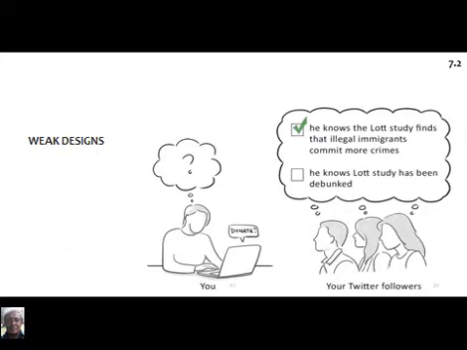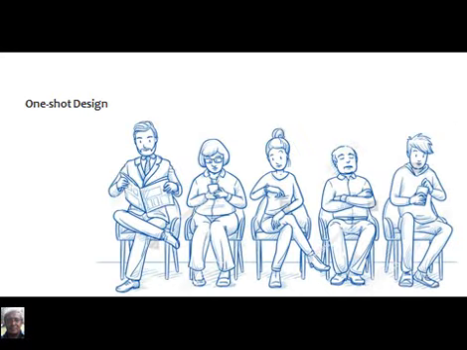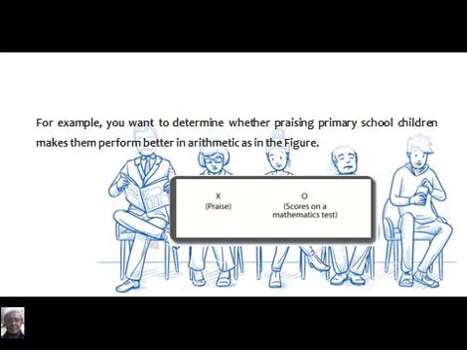Weak designs. The following are considered weak experimental research designs. One-shot design. This is a simple design where the researcher makes a single observation without any follow-up measure or comparison with another homogeneous group. For example, you want to determine whether praising primary school children makes them perform better in arithmetic, as in the figure.